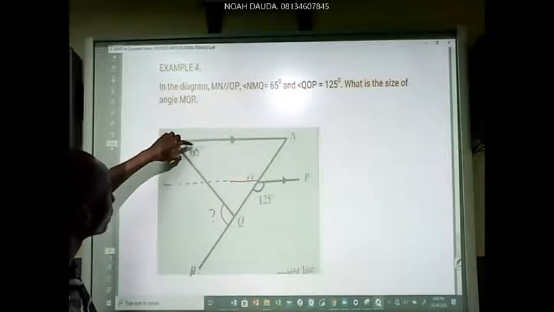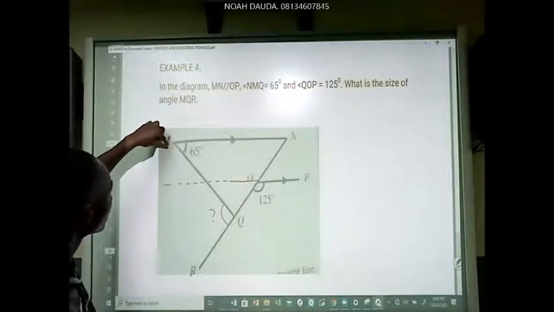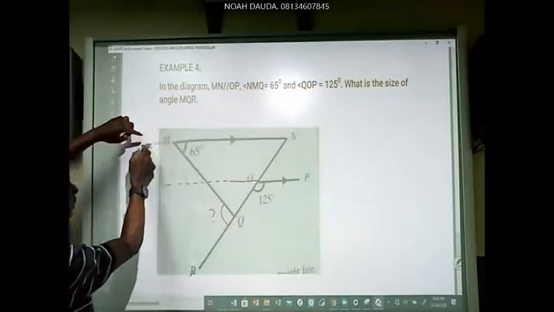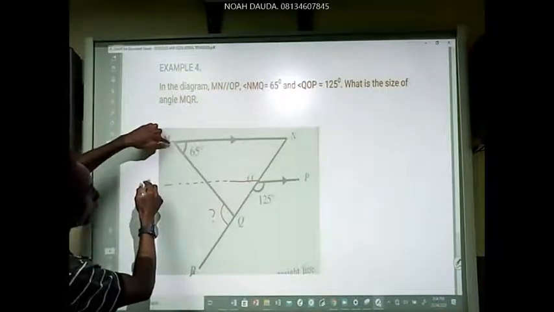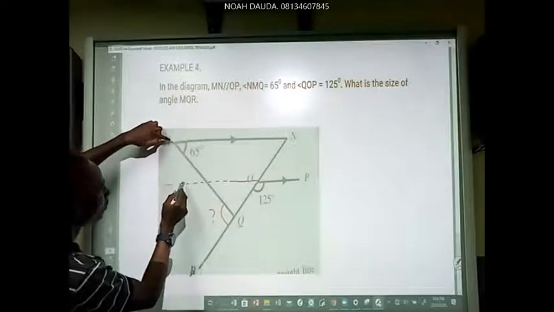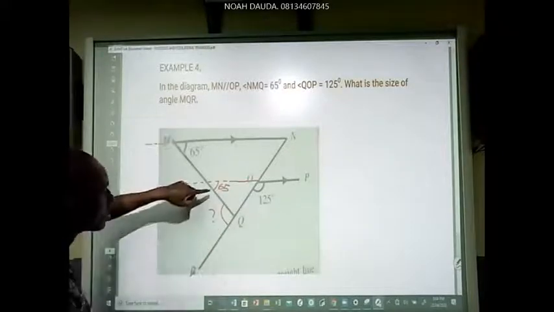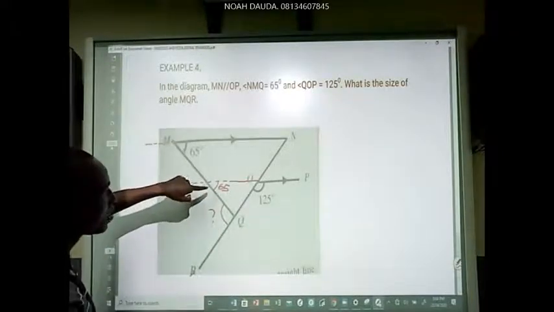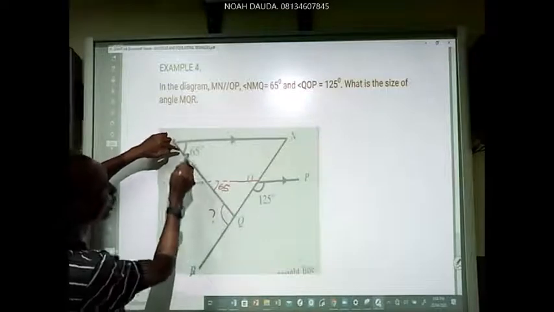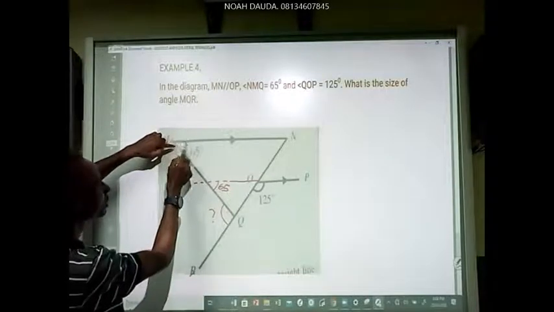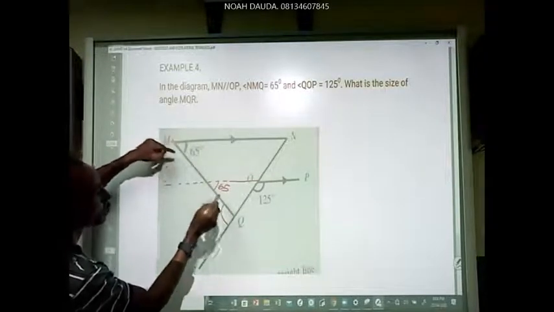If here is 65, this line going this way, then without having to stress yourself, this angle is going to be a corresponding angle. Here will be 65. If this angle is 65, this is what we call a corresponding angle. If here is 65, here is 65, this is a corresponding angle.